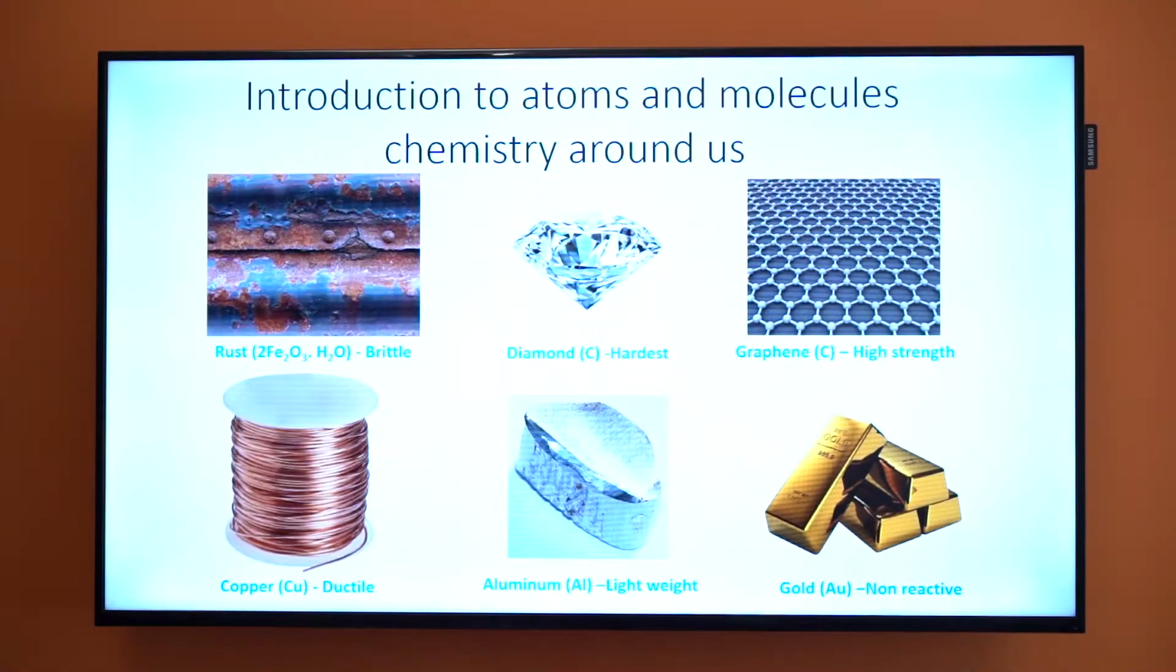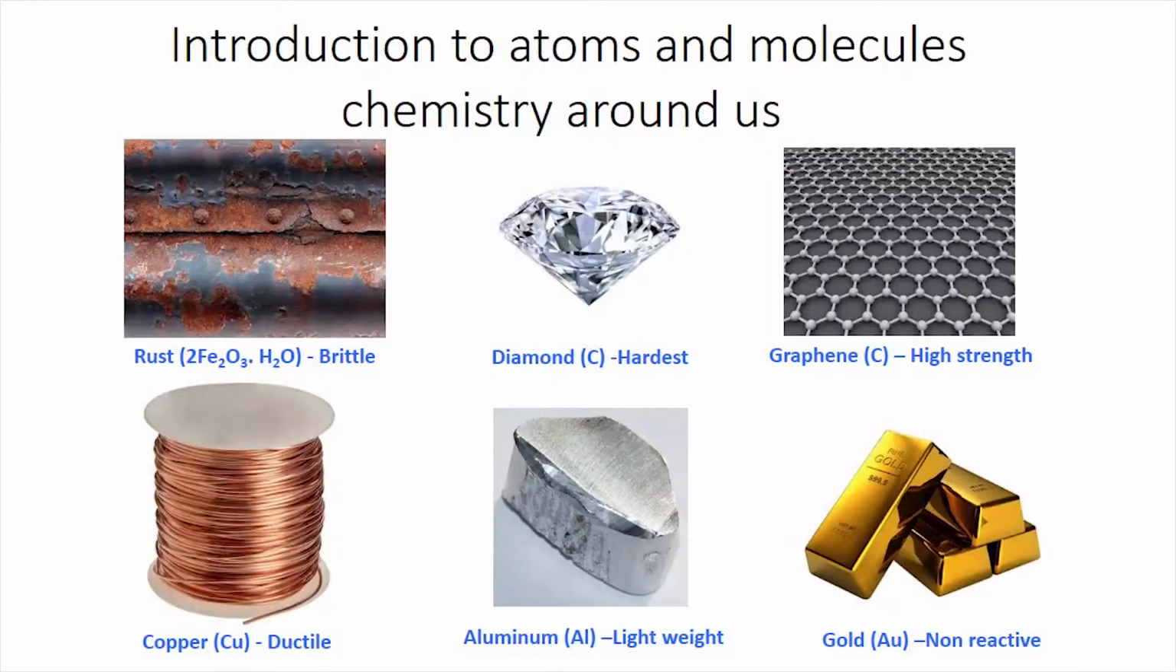So let's talk about a simple topic, atoms and molecules. Now, chemistry is everywhere, right? Let's take a few examples of the chemistry around us. Like rust, it has a particular property, brittle. Let's take diamond, it is very hard. Let's take graphene, it has very high strength.